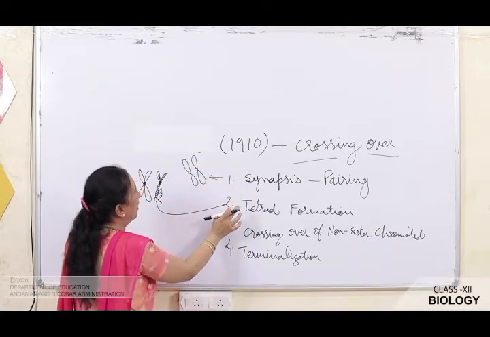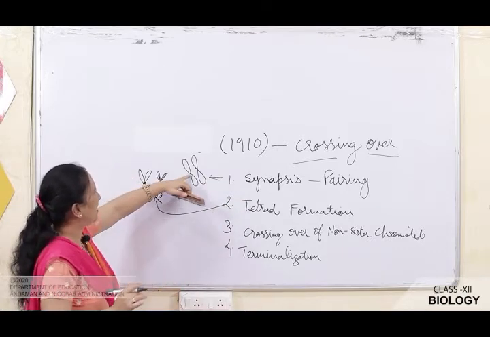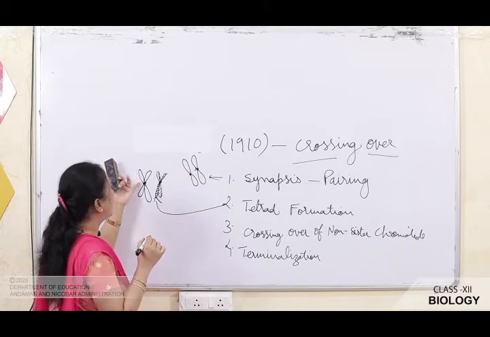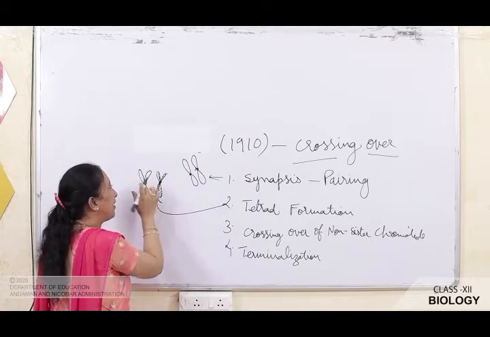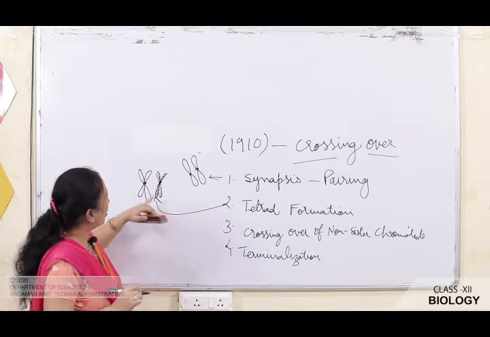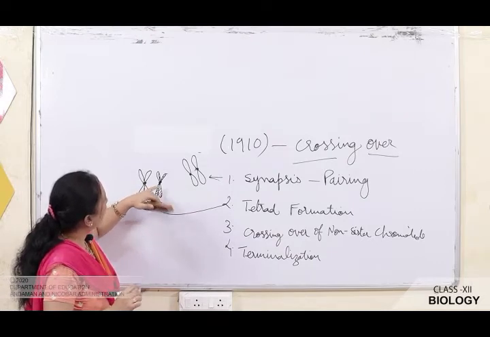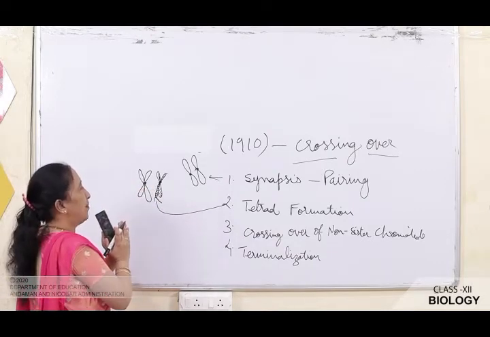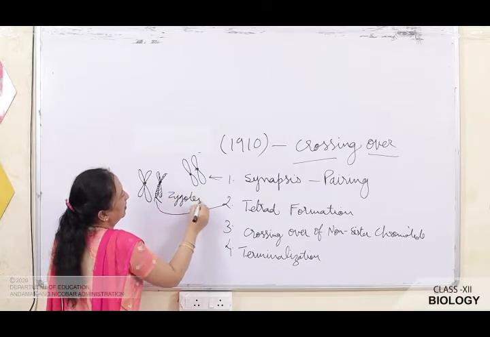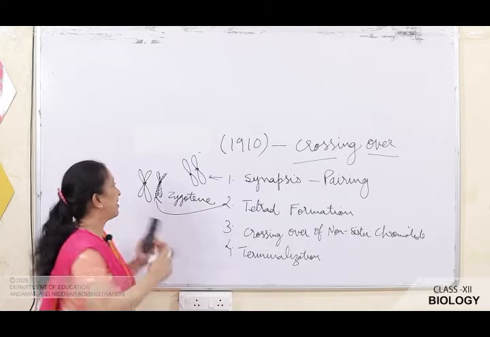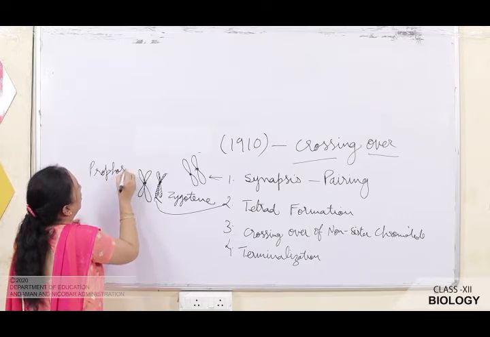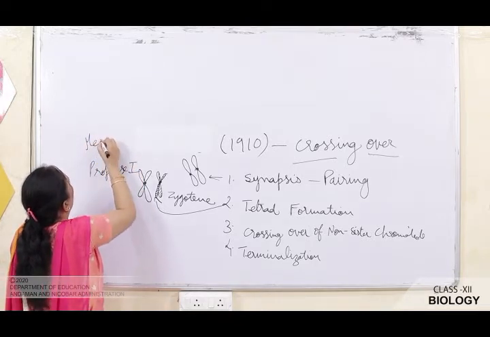Then in the second part, tetrad formation, there are 2 bivalents. This is one bivalent, this is one bivalent. When the 2 bivalents are joined together with the help of a centromere, it is a tetrad. So in tetrad formation, the tetrad is formed, and 2 tetrads also come and lie side by side. This happens in the zygotene stage of prophase 1 of meiosis.